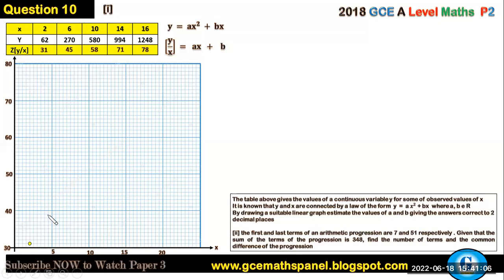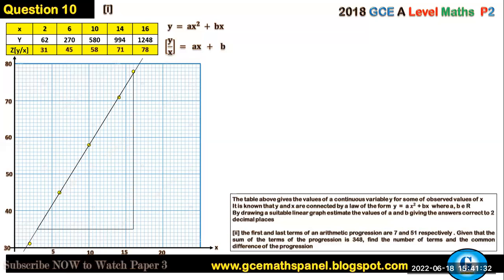So the first point is 2, 31: when x is 2, y is 31; x is 6, y is 45; x is 10, 58; and we have 16 and 78. So this is the line that we obtained, and using our ruler, we can now link these points, and you see that all these points fall on the line. So from these points, we can find the gradient.